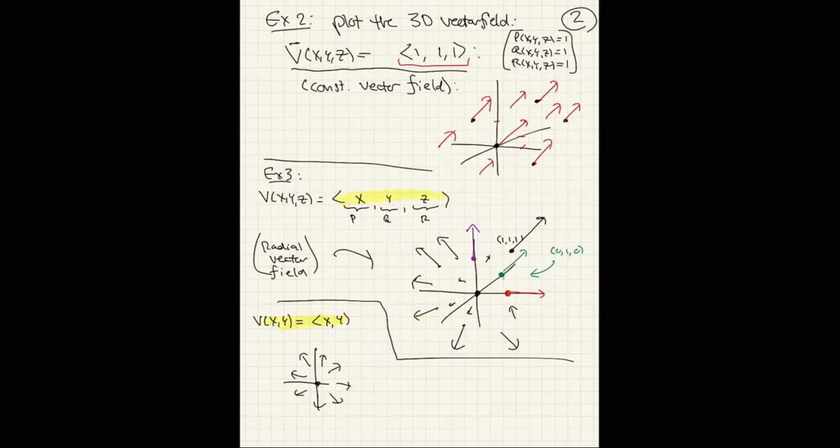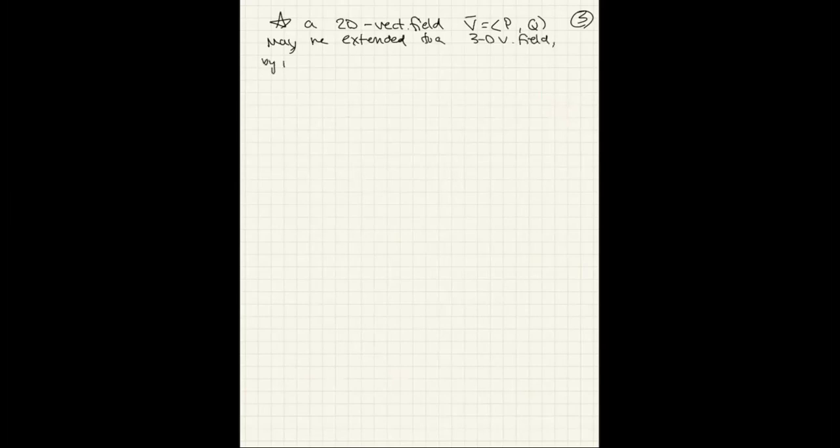I'll do another example and then we'll talk about something kind of interesting. Not that this isn't interesting, but let me at least say, a 2D vector field, I'll label it V equals P, Q, so it has components P and Q, may be extended to a 3D vector field by making the Z component, which is R, equal to 0.